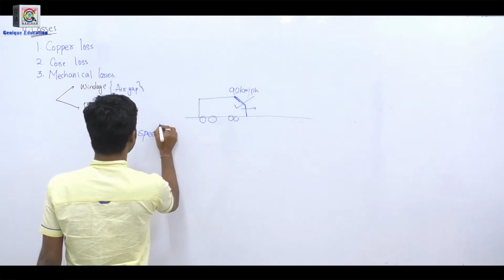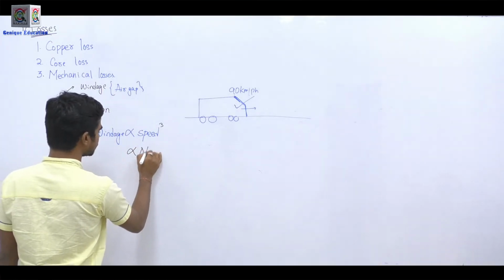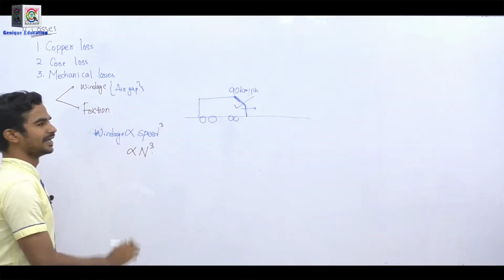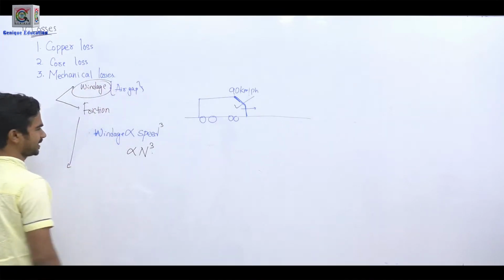It is directly proportional to speed to the power 3. Okay, this is all about your windage losses. So now come to the friction part.